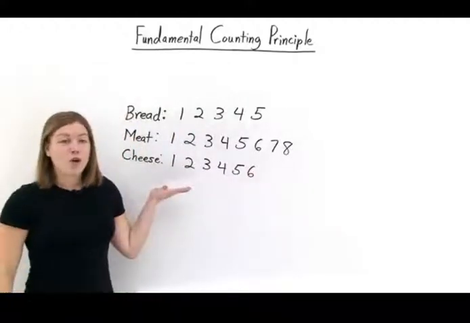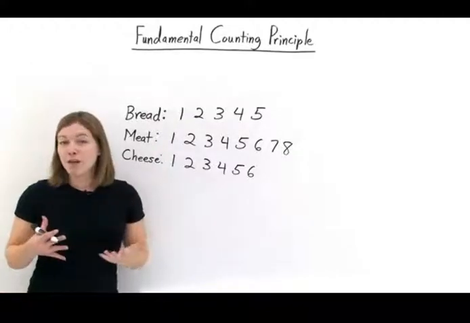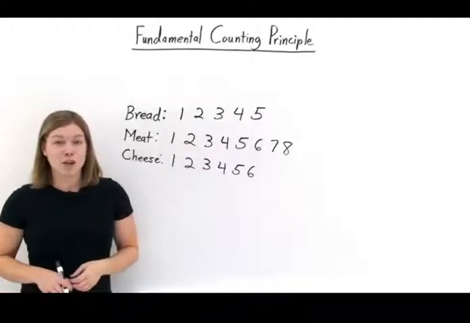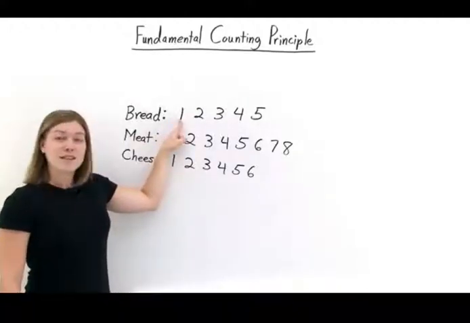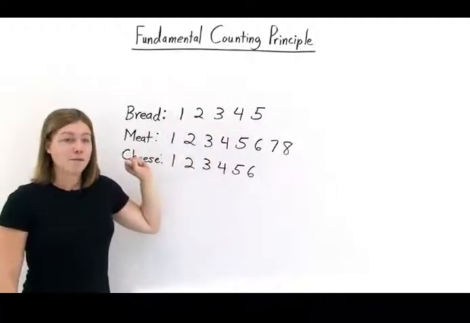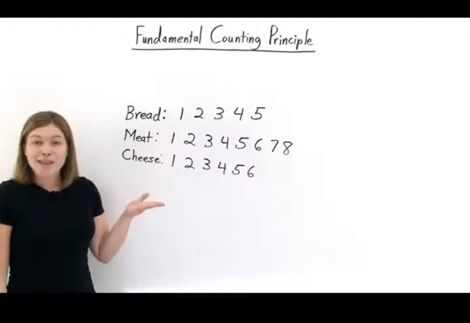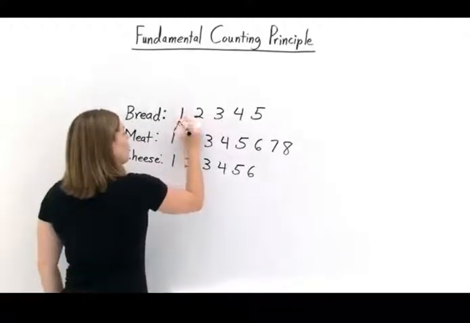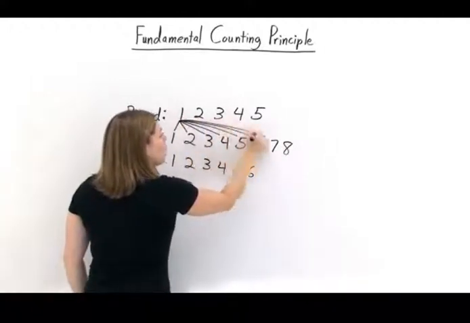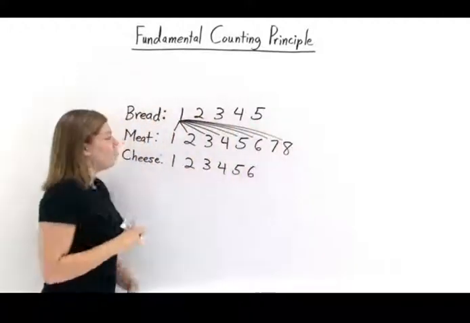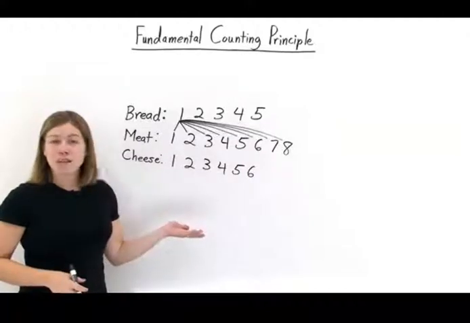Now that we've written out all the different types of each bread, meat, and cheese we can choose from, let's see if we can play around and figure out how many different sandwiches we could make. Let's start out with the bread. Let's say that we choose this, type 1, the first type of bread. Well, if we choose the first type of bread, how many different meats could we have? 8. There are 8 types of meat. So we could pair the type 1 of bread with any of the different meats that we have. So we draw a line to each of the different types of meat. Great. Now what about the cheese?